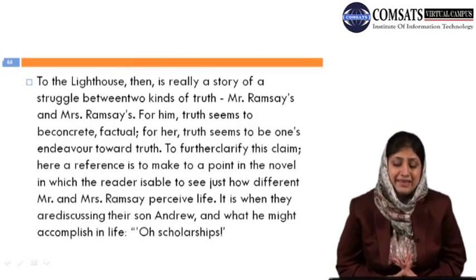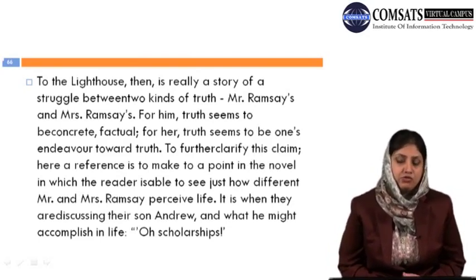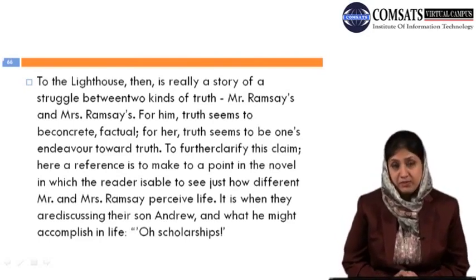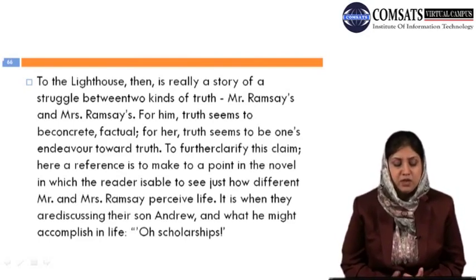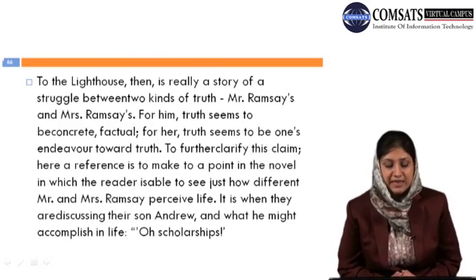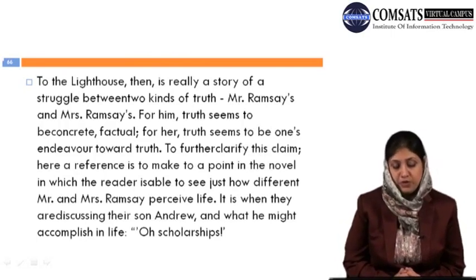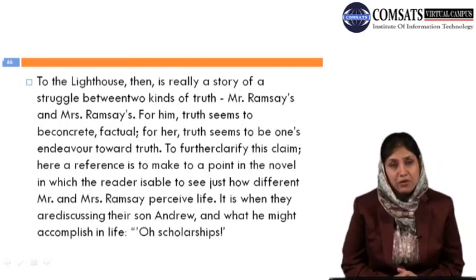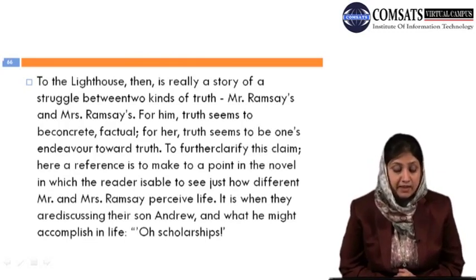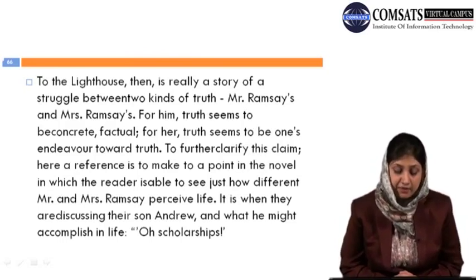To the Lighthouse then is really a story of a struggle between two kinds of truth, Mr. Ramsay's and Mrs. Ramsay's. For him, truth seems to be concrete, factual. For her, truth seems to be one's endeavor toward truth. To further clarify this claim, here is a point in the novel in which the reader is able to see just how differently Mr. and Mrs. Ramsay perceive life. It is when they are discussing their son Andrew and what he might accomplish in life.